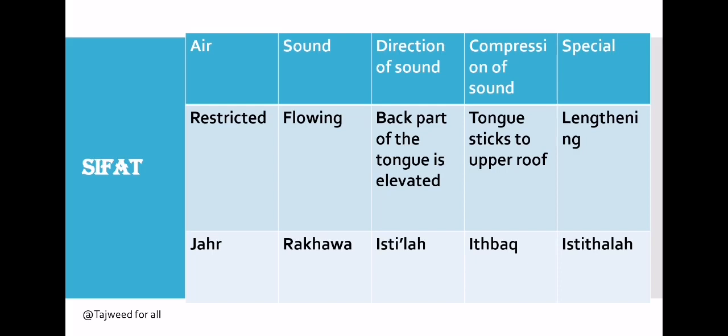Now we will move to the special sifa of the letter Ghayn. It is jahr, the sound, rakhawa, the direction, isti'la, the elevation. Okay, why is it isti'la? Because we are raising the sides of the tongue. So naturally the back part of the tongue will also raise, right? We have to raise for making the proper itbaq. So that means for every itbaq letter, it will be isti'la also. But it will not be vice versa.